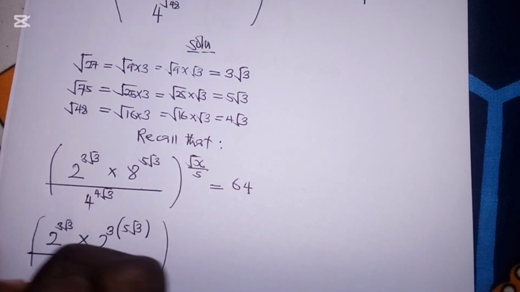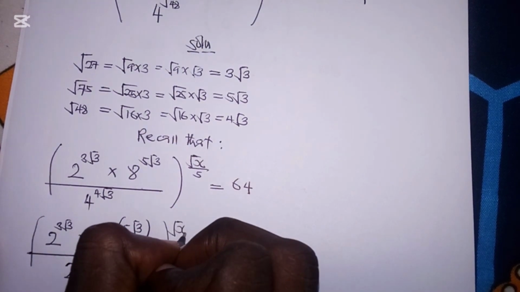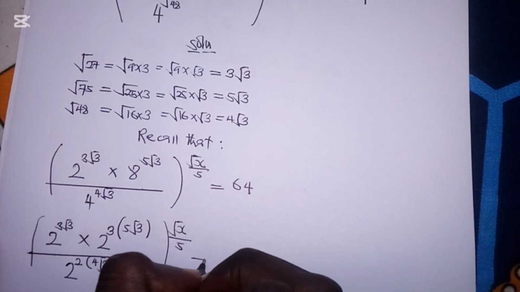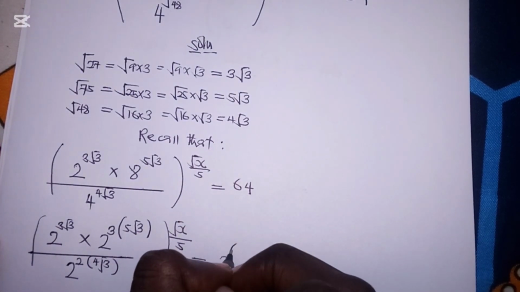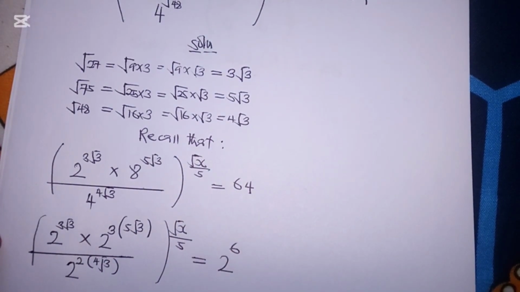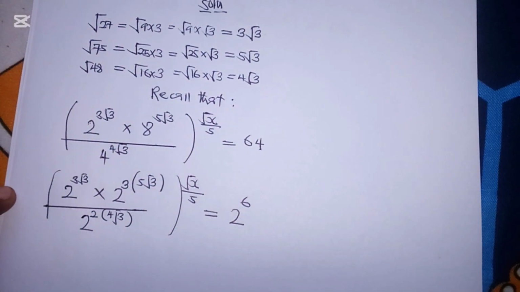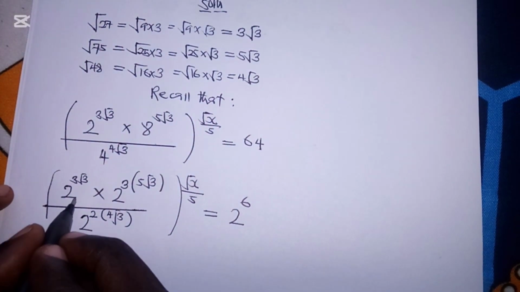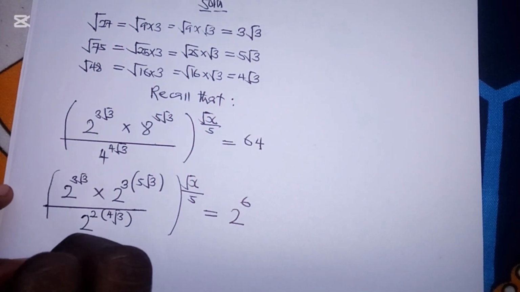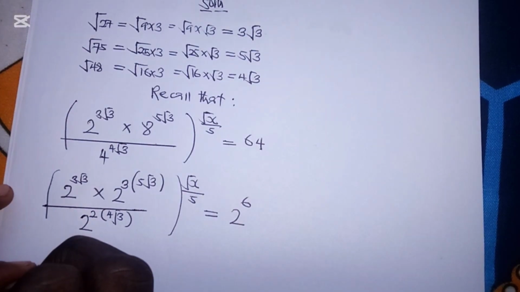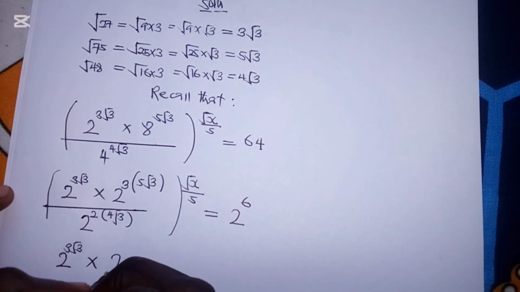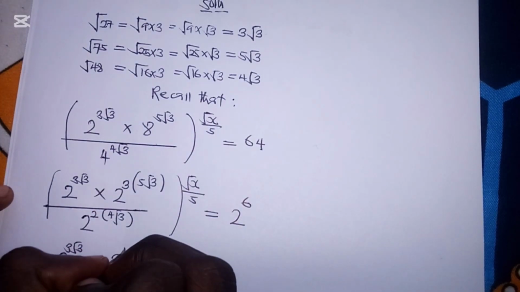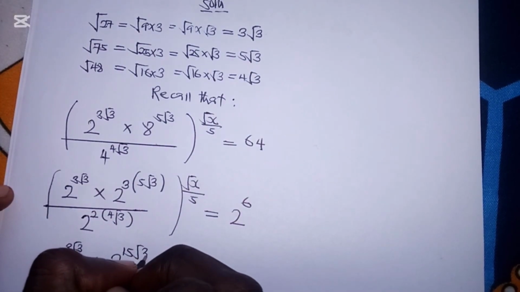Then raised to the power root x divided by 5 now equals 64, also expressed as 2 raised to the power 6. Okay, it continues. Just watch to the end. Now here we have 2 raised to the power 3 root 3 multiplying by 2 raised to the power 3 times 5, it is 15 root 3.